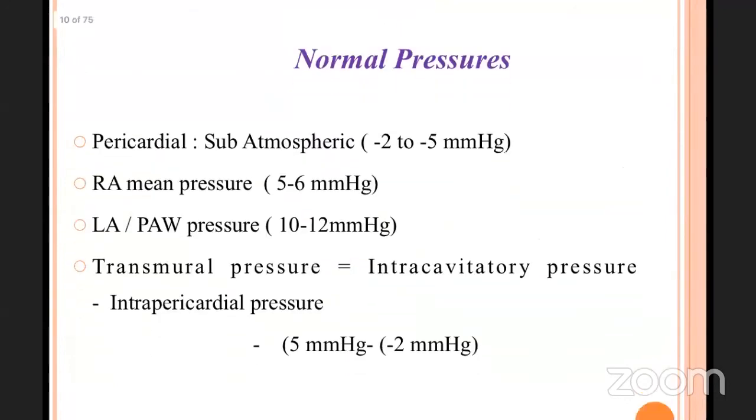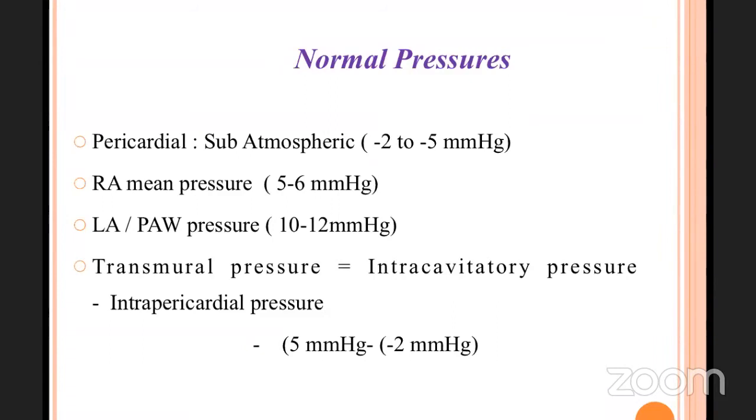Just want to remind you that the intrapericardial pressure is something similar to intrapleural pressure, which is subatmospheric. Compared to the atmospheric pressure, it is less by about -2 to -5 millimeters of mercury, depending upon the phase of respiration. The concept of transmural pressure has to be understood to see the impact of the pericardial diseases on the hemodynamics. When we say transmural pressure, the pressure across the ventricular walls, across the atrial walls.